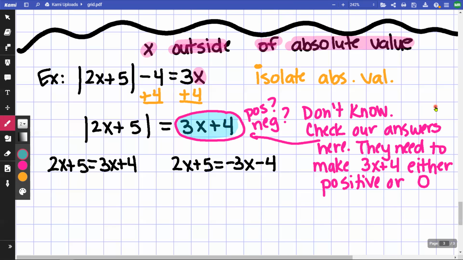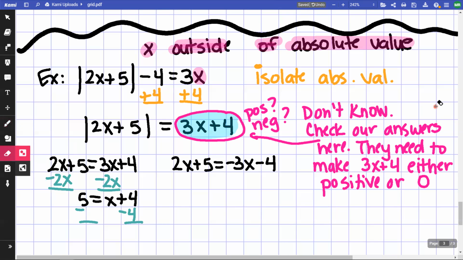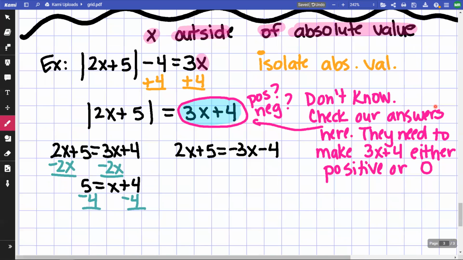So now I'm going to solve each of them separately. I'm going to minus 2x here. When I do, I get 5 is equal to x plus 4. I am going to minus 4 from both sides, and I end up getting a 1. Now, I need to check this, okay? Must check. So I don't know if that's my answer yet. I'm going to wait a second.